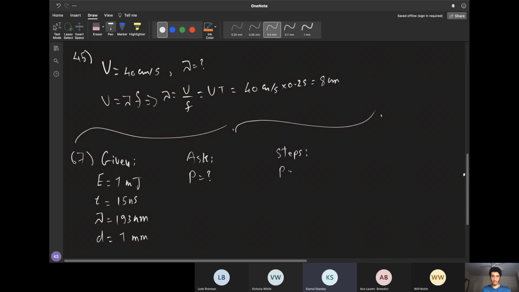Yes, indeed. P is equal to E over t. So it's going to equal 1 times 10 to the power of -3 over 15 nano. I do believe it's -9. So it's going to be 1 times 10 to the power of -3 over 15 times 10 to the power of -9. So that would be 66.7 watts, and that's quite high.